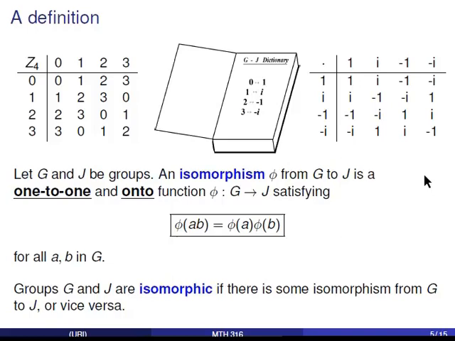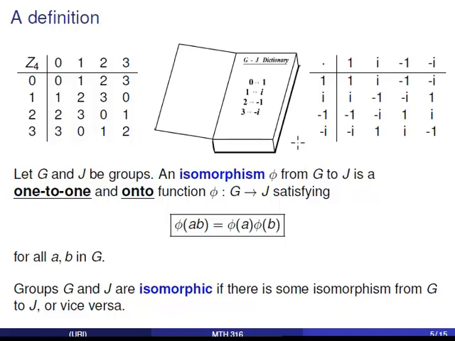To make that a bit more precise, what we're going to do is suppose that G and J are groups, perhaps like this Z4 and this group of complex numbers. An isomorphism from G to J is a one-to-one and onto function from G to J that satisfies this condition, phi of AB is equal to phi of A, phi of B for all A and B in G. We would say that groups G and J are isomorphic if there exists an isomorphism from G to J or vice versa.